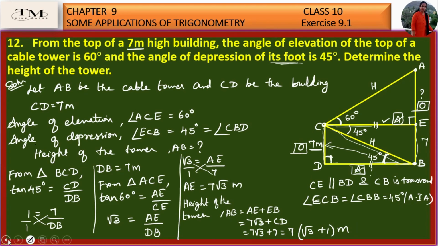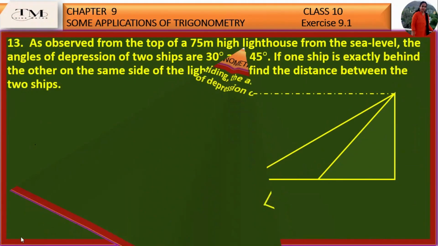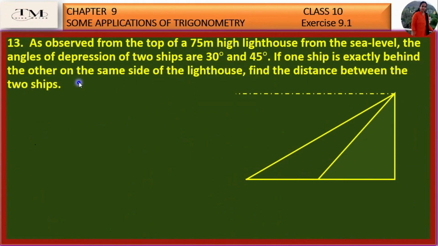Now we are moving on to the next problem, the 13th problem. As observed from the top of a 75-meter high lighthouse from the sea level, the angles of depression of two ships are 30 degree and 45 degree. If one ship is exactly behind the other on the same side of the lighthouse, find the distance between the two ships. You have to draw the diagram.